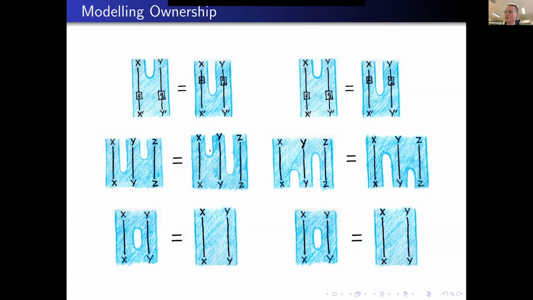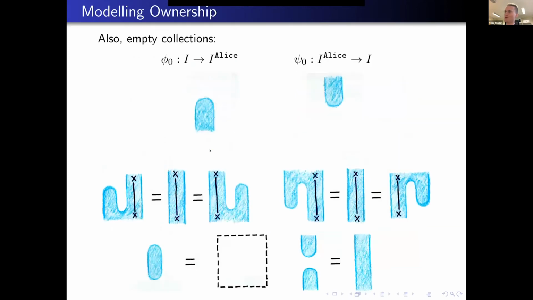Combining and splitting must be associative and so on. This is just what you would expect to be true about collections. And then we need some axioms to deal with empty collections to be fully formal. It turns out to work out much better if you have empty collections as well. So this is just, at any time, from nothing, Alice can manufacture a collection of nothing and vice versa, can get rid of one.